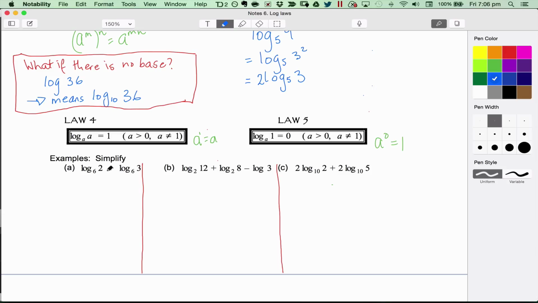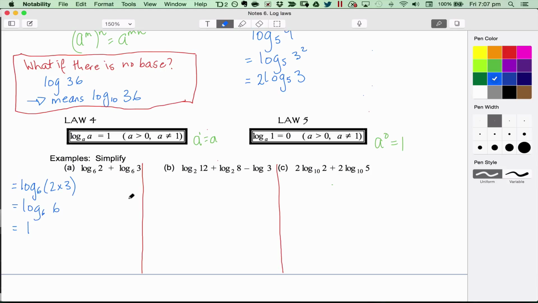When I'm looking at this one, I'm immediately thinking of the first log law because there's a plus in between them and they've both got the same base. So I'm going to start with an equal sign and log 6 of 2 times 3, log 6 of 6, look at that, and we know if we've got the same base and the number, it just equals 1.